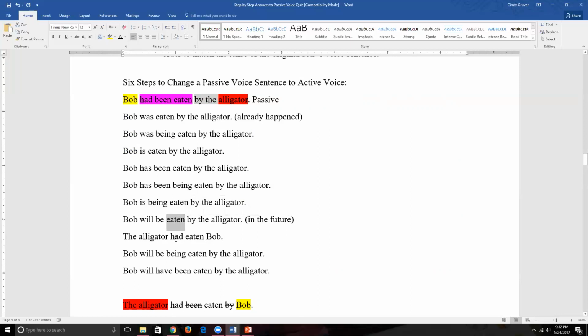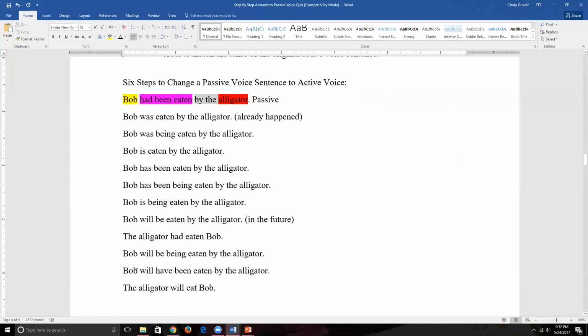And that works oftentimes if you have a past tense. But if we're starting with Bob will have been eaten by the alligator, you can't keep the eaten and make it active voice. You can't say the alligator will eaten Bob. That's not how we say it in English. We'll say the alligator will eat Bob. So you have to be open to the tense.